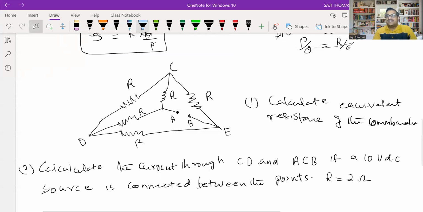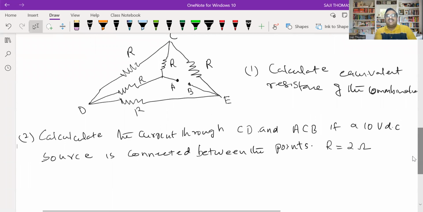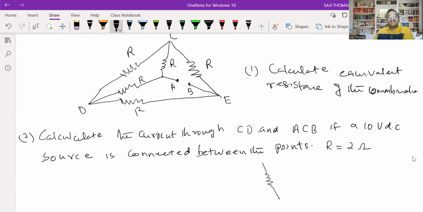Okay, I will redraw it, then you will understand. Pull the point A and flip to the left side of the circuit, then you will get the exact Wheatstone bridge. So I am drawing like this after flipping. This resistor R, this point is C, this point is E. This is R, this point D.